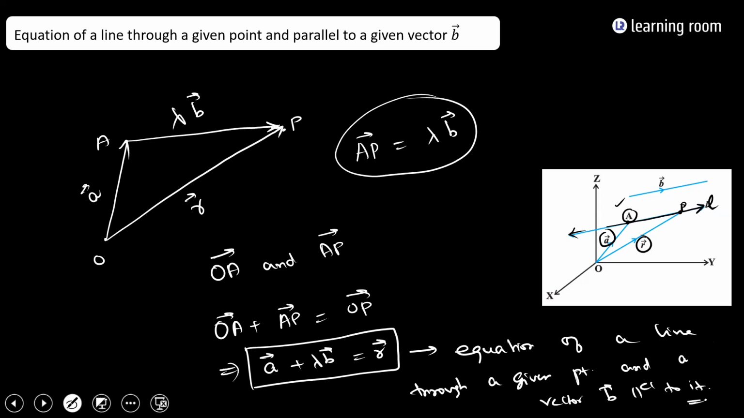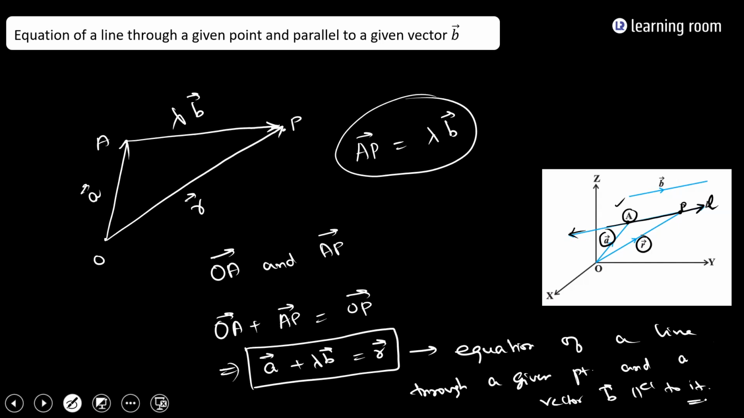Sir, what is A? Is it an arbitrary point on the line? So read the requirement clearly. Equation of a line. Which line are we trying to write? The line L. And that line L is passing through whom? Through a given point. Means there is a point A which is known on that line. A line has infinite number of points, of which if we know one of the points, and if we know the vector to which this line is parallel, then you can write the equation in the form R vector is equal to A vector plus lambda times B vector.